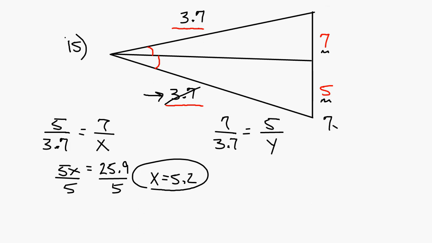So 7y is going to equal 3.7 times 5, which is 18.5. Divide each side by 7. 2.6.